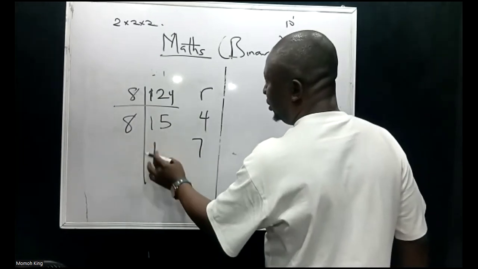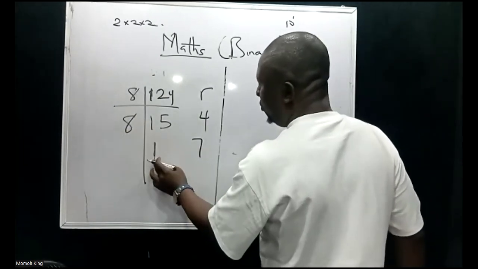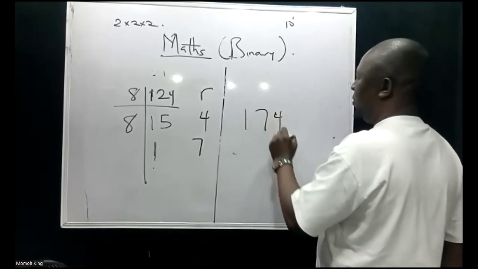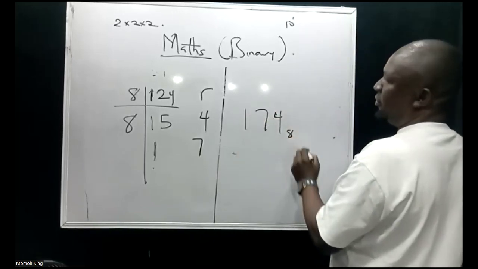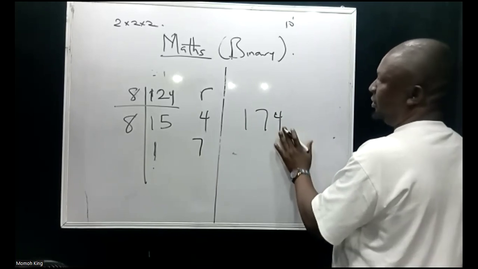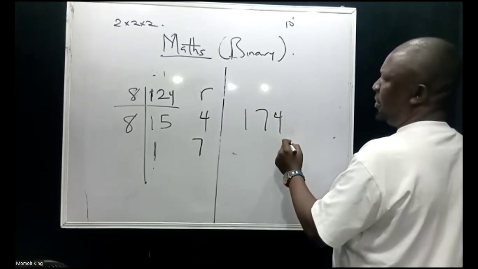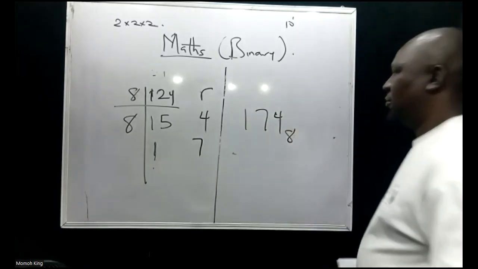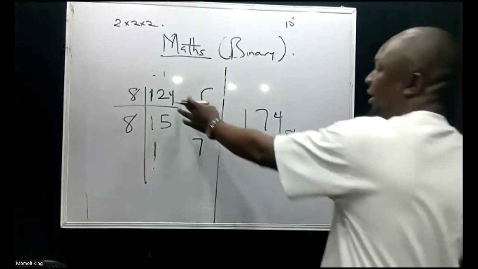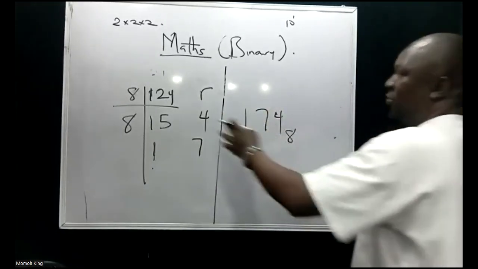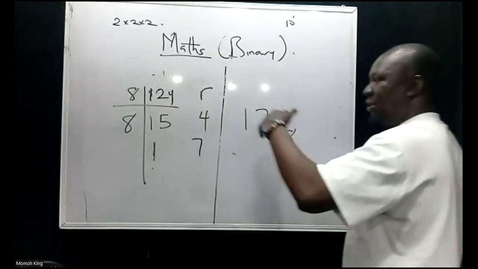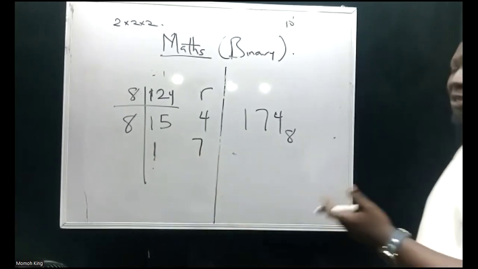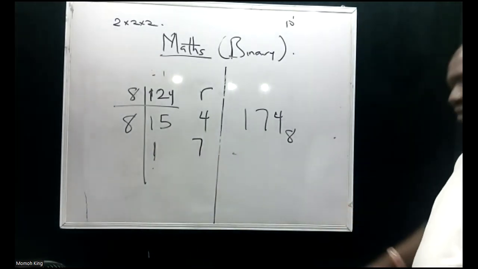Now, I told you, since 1 is less than 8, you start counting from here. 174. Do you get it? 174 base what? Base 8, because this is base 10. So to convert to base 8, if you convert 124 base 10 to base 8, you're going to get 174 base 8. This is just the procedure. If you understand this, within 30 seconds you solve this number 1 question.